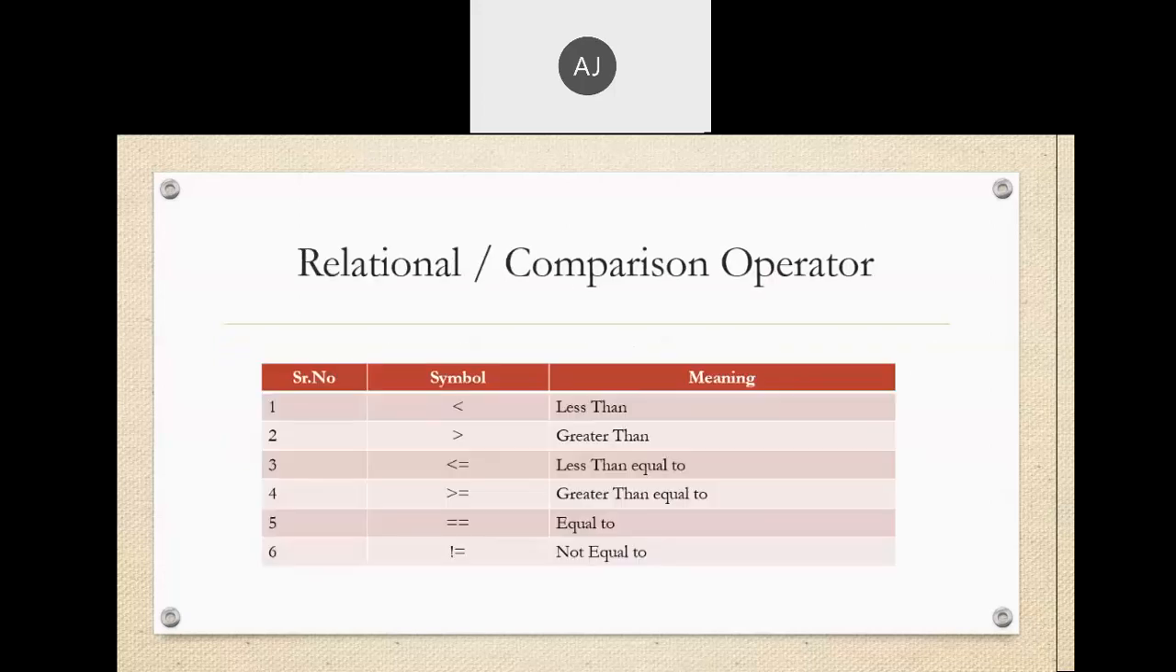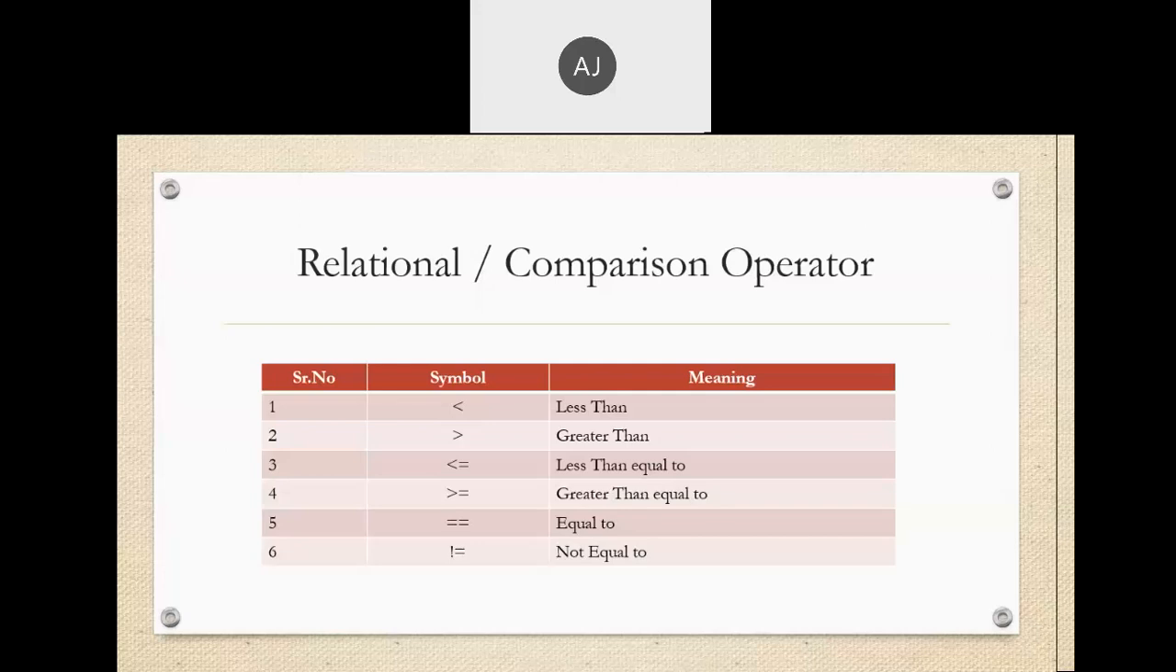So what are the relational operators? We all know that we can use less than, greater than, less than or equal to, greater than or equal to, not equal to. These are universal operators we can use in C language, C++, Java, Python, and also in a DBMS. We use them a lot. If you want to provide a condition, the name itself indicates that it is nothing but comparison.